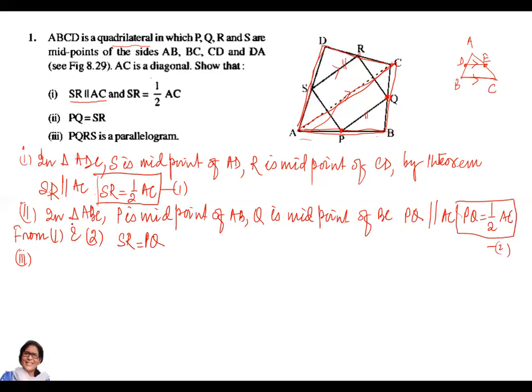In the third part, I'll go for this line. SR is parallel to AC, then PQ is parallel to AC. That means SR is parallel to PQ and SR is equal to PQ. SR is equal to PQ, SR parallel to PQ. So PQRS is a parallelogram.